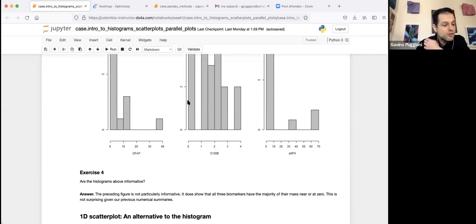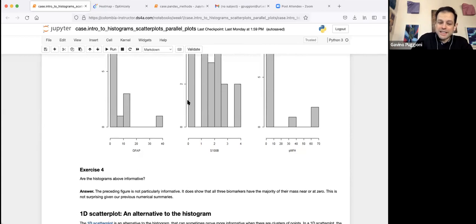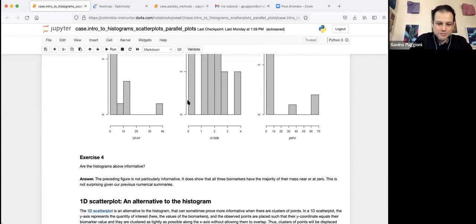So another tool that I would like you to consider is the one-dimensional scatter plot, which is an alternative to a histogram. A bubble plot could be another one, as has been suggested, or the violin plot. However, the violin plot and the 1D scatter plot are actually somewhat related.